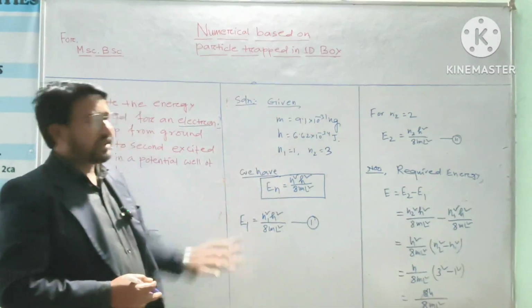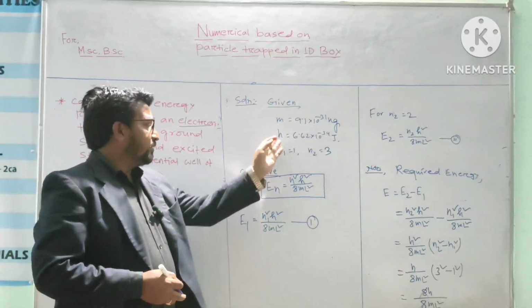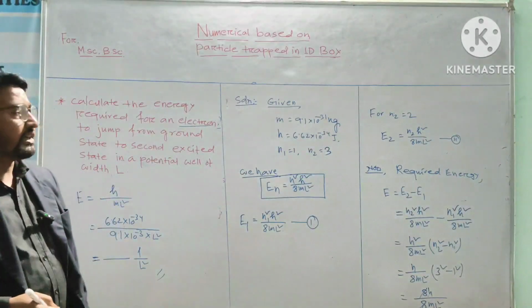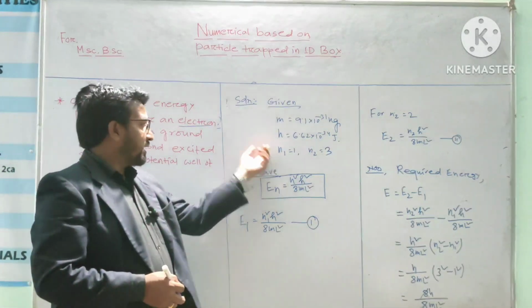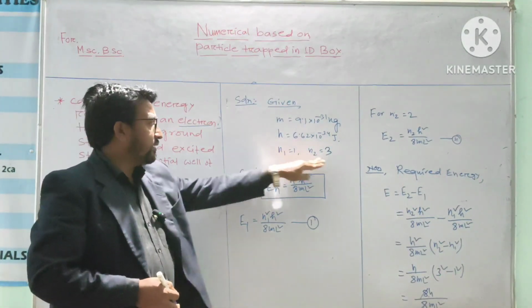Okay, mass of electron equal 9.1 into 10 to the minus 31 kg, and h, as we know, the value of h equals 6.62 into 10 to the minus 34 joule second. Suppose for ground state n1 equal 1 and n2 equal 3. Okay, n1 equal 1 and n2 equal 3.